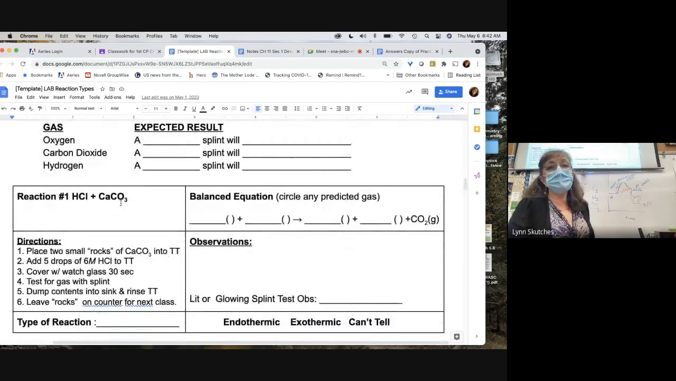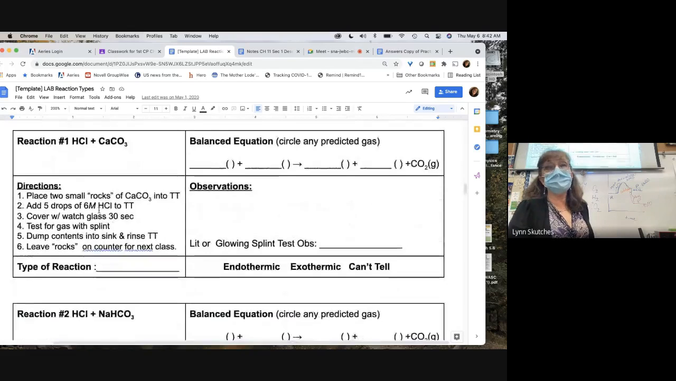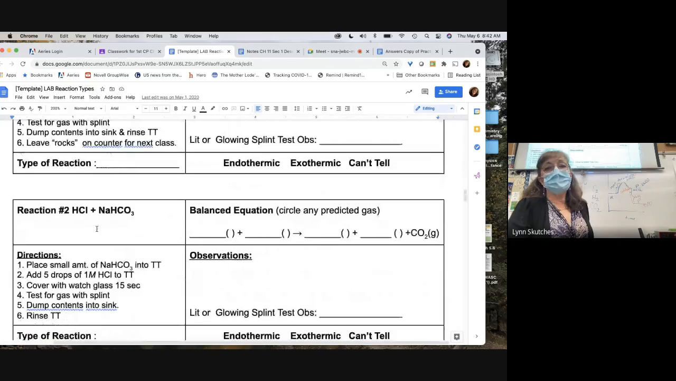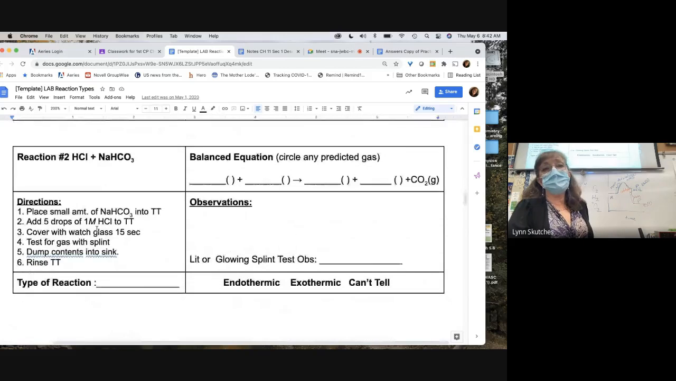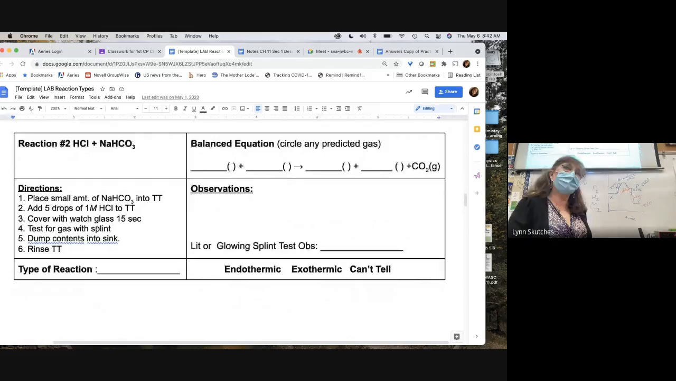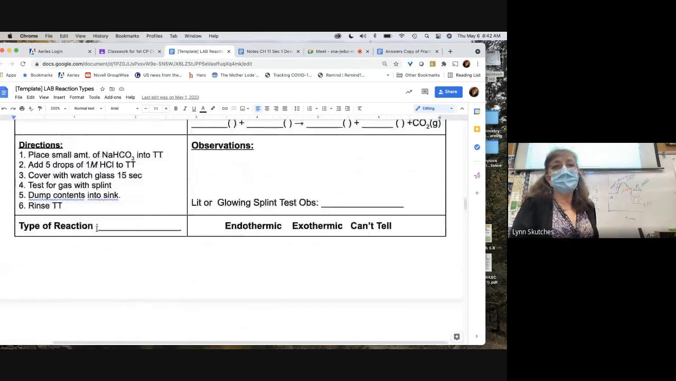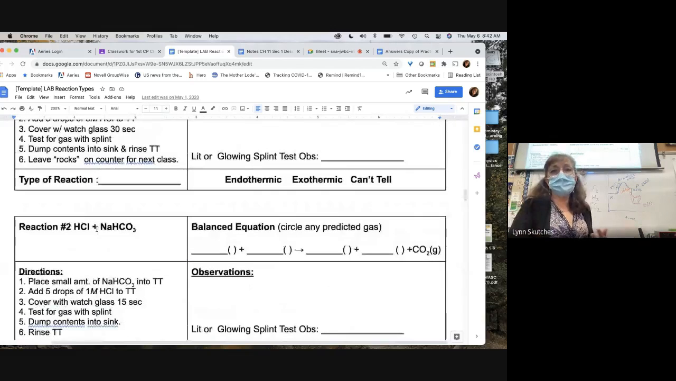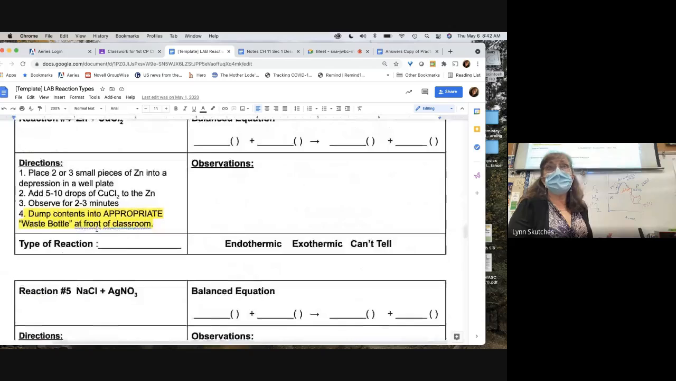So the first reaction we're going to do is with hydrochloric acid and calcium carbonate. And then we're also going to do one with hydrochloric acid and sodium hydrogen carbonate, otherwise known as baking soda. And that'll probably be as far as we get tomorrow. And then next week we'll work on these other ones.